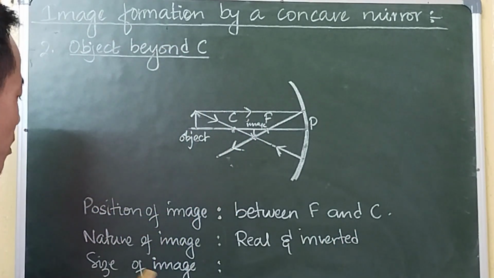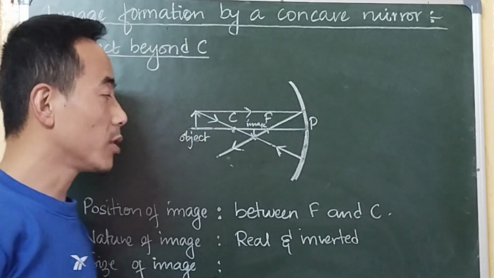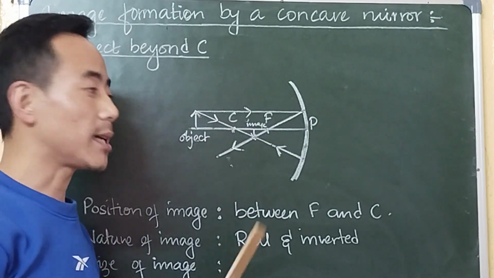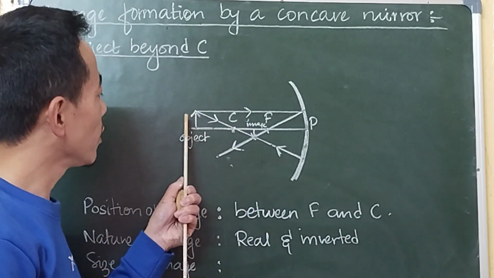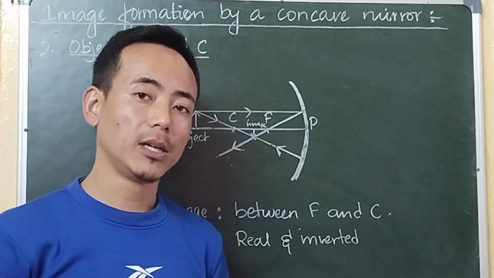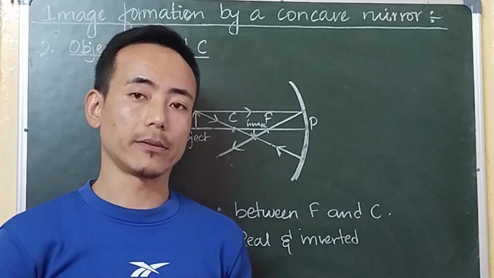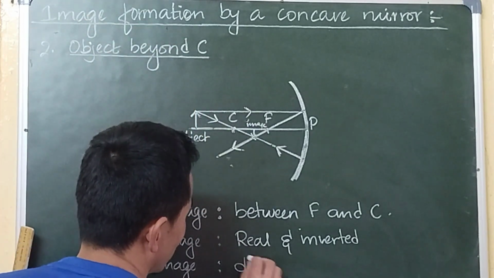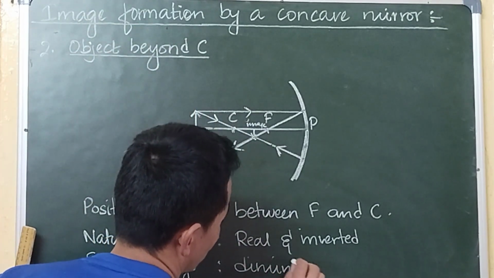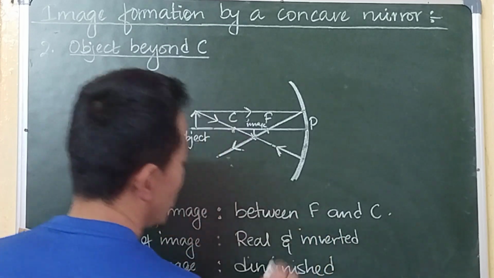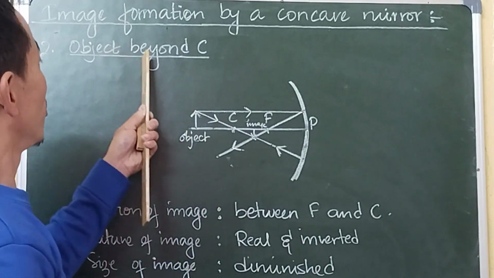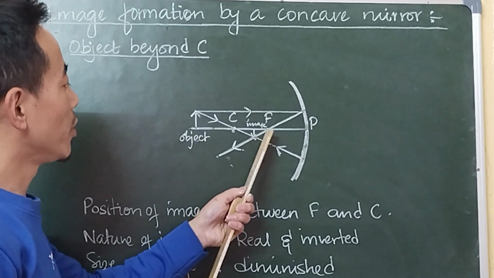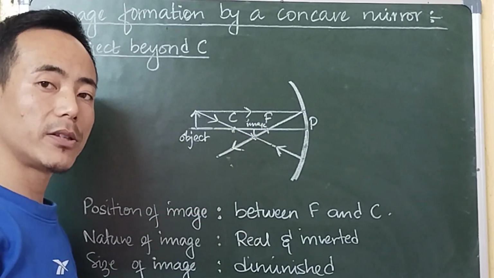Now the third thing is the size of the image. If you compare the size of the object and the size of the image, you will see that the size of the image is smaller than the size of the object. So we call it diminished, which has become smaller. So here we can write the image size is diminished. So whenever we have the object beyond C, then the image formed will be between focus and center of curvature.